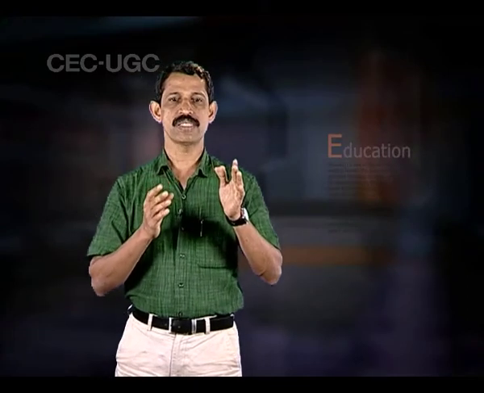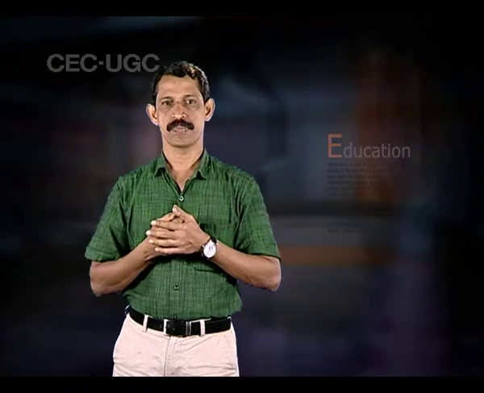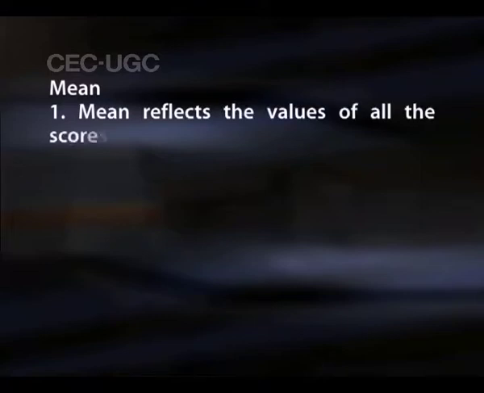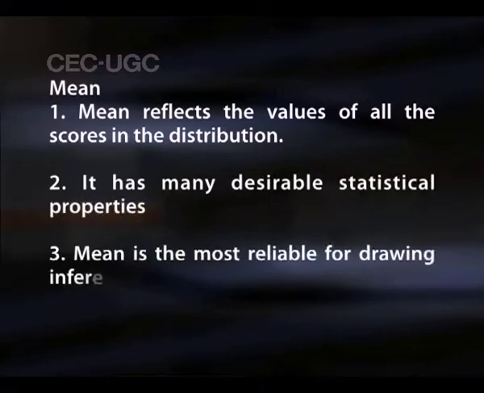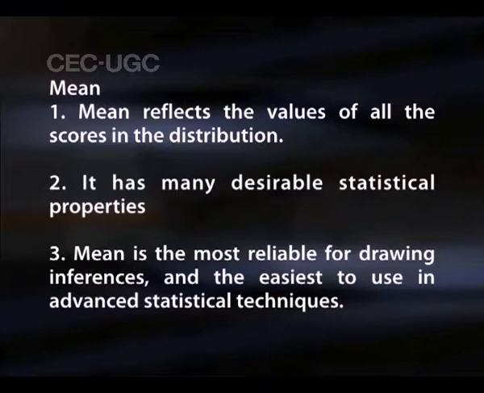What are the advantages and disadvantages of the major measures of central tendency? Let us discuss the advantages first. Advantages of mean. Mean reflects the values of all the scores in the distribution. It has many desirable statistical properties. Mean is the most reliable for drawing inferences and the easiest to use in advanced statistical techniques.